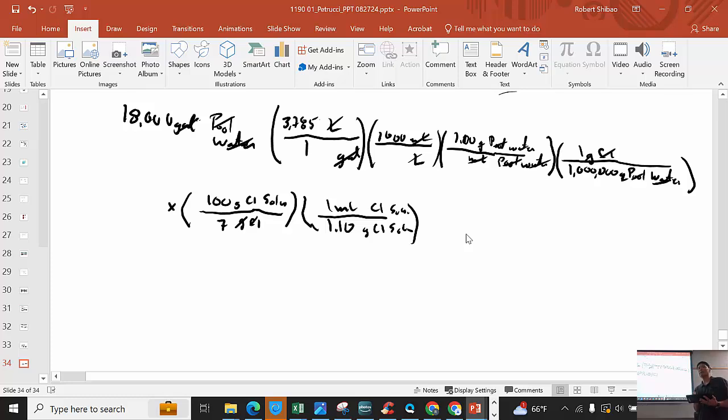Now, did they ask for milliliters or liters of chlorine solution? They asked for liters? Okay. So now we're just going to get rid of the milliliters, not the chlorine solution. And so that's 1 liter is equivalent to 1,000 milliliters. And so this would give us liters of chlorine solution. And so let's see what I get.